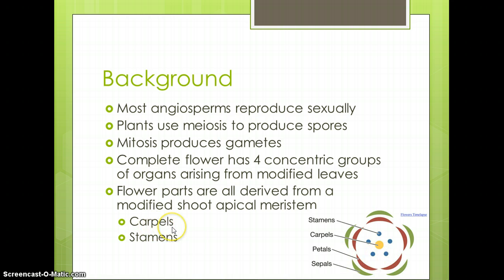The carpels are the female sex organs that contain the developing female gametophytes, and then the stamens are the male sex organs that produce microspores, which are the male gametophytes.